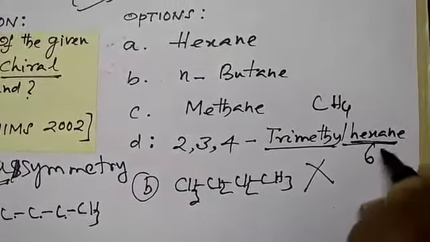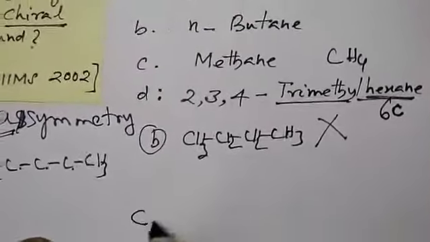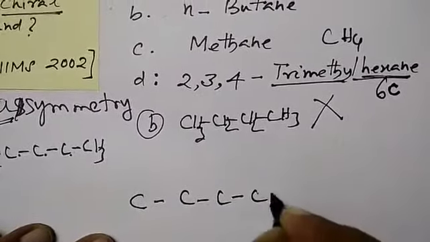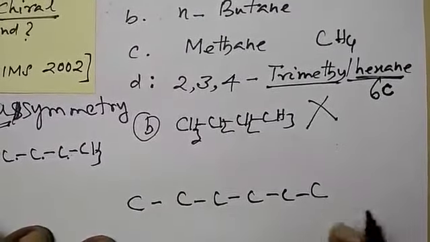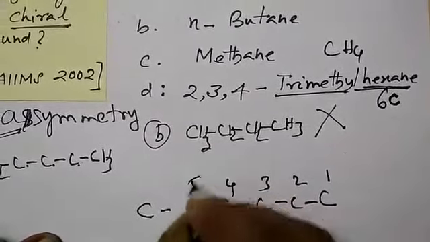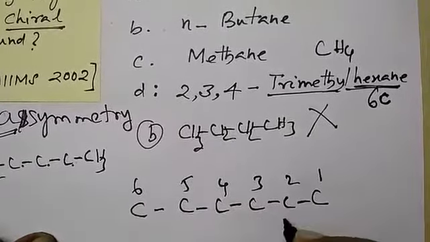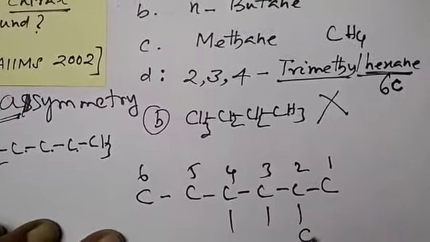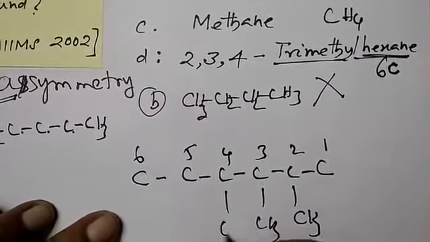Trimethylhexane. Hexane is 6 carbon, so you draw 6 carbons. Now the positions 2, 3, 4: number them 1, 2, 3, 4, 5, 6. At 2, 3, 4, you give a methyl group.